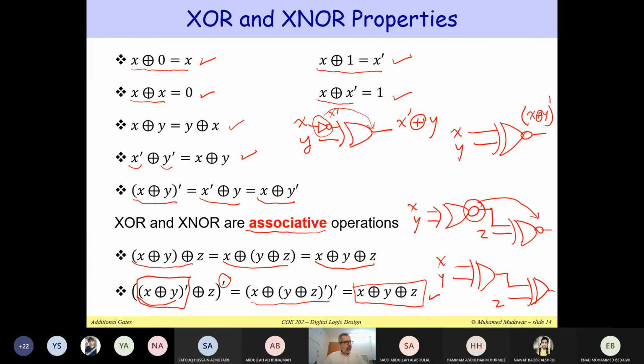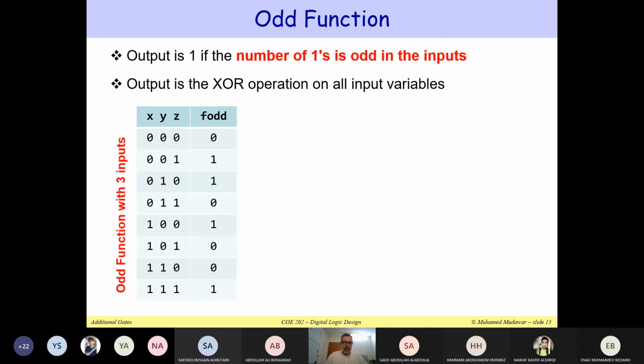Is this clear, students? Do you have any question about this? So these are very important properties which are related to XOR and exclusive NOR, and we can use them to simplify circuits when we are dealing with circuits that involve, of course, the XOR and the exclusive NOR. So we have to remember these properties because we are going to encounter them later. Questions? Everything is clear? Okay, let us move on.